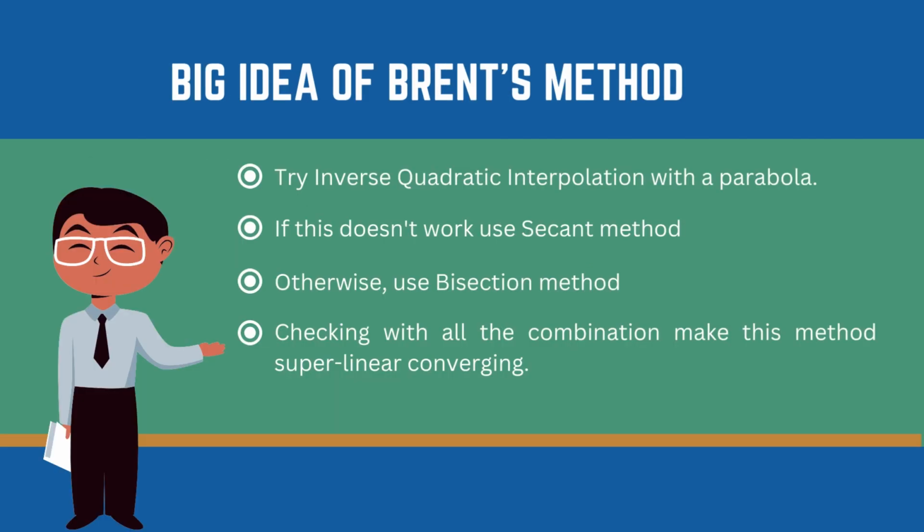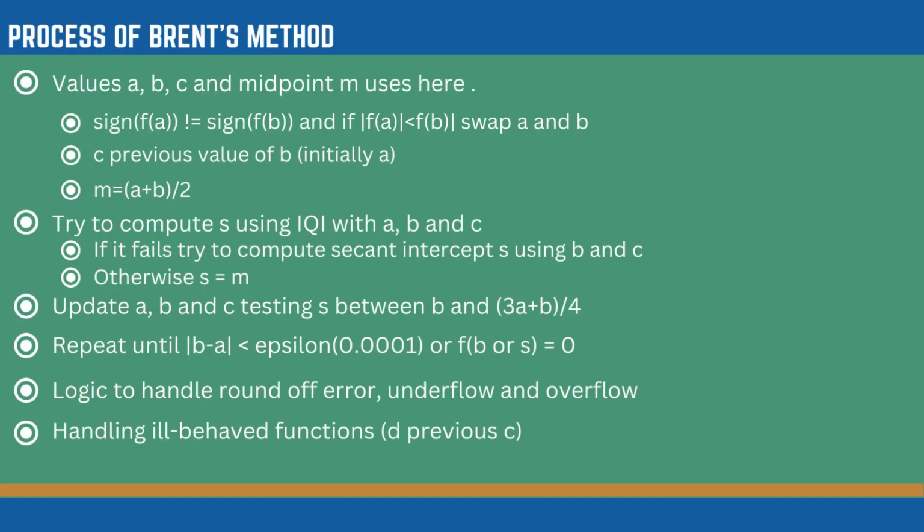So the big idea of Brent's method is: first of all, we will try inverse quadratic interpolation with a parabola. If it doesn't work, don't worry, use the secant method. If it doesn't work, then we will go for the bisection method. So it's like checking all the combinations, which makes this method superlinearly convergent.